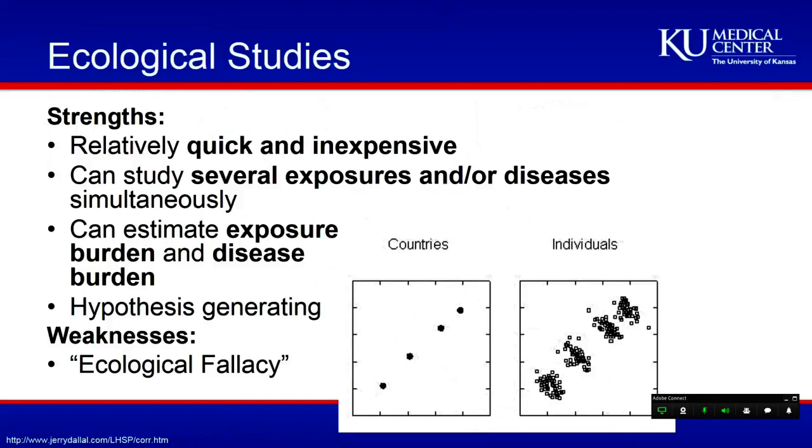For instance, this is a great picture of how that can change. That association can change when I look at it at an aggregate level on the left and an individual level on the right.